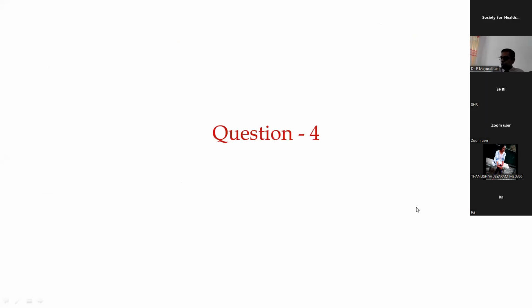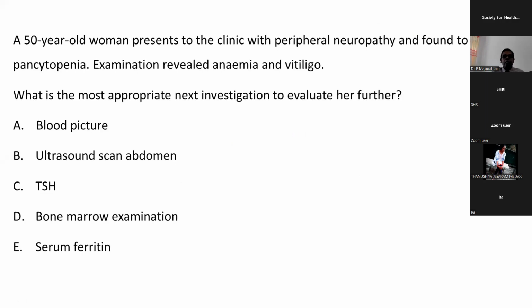Moving on to the fourth question. A 50-year-old woman presents to the clinic with peripheral neuropathy and is also found to have pancytopenia. The examination shows anemia as well as vitiligo. What is the most appropriate next investigation to evaluate her further?